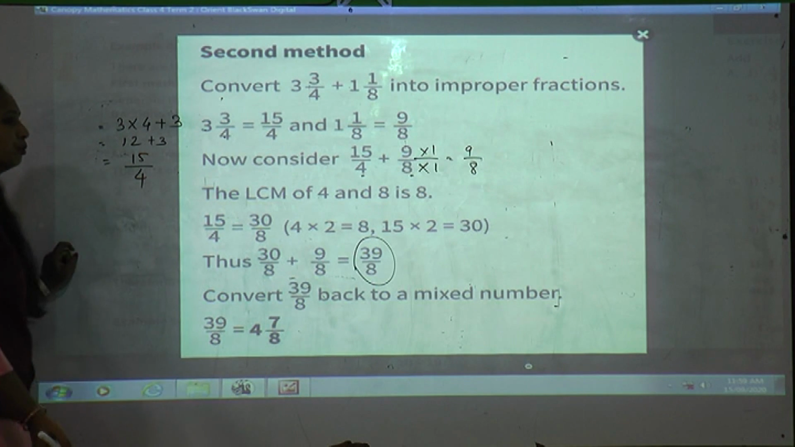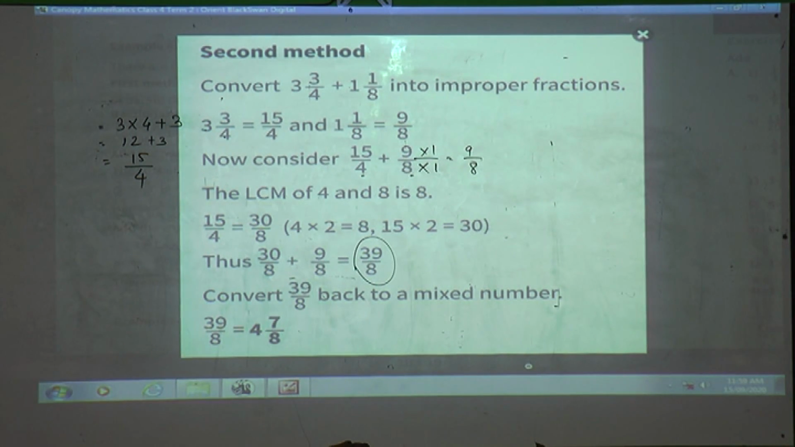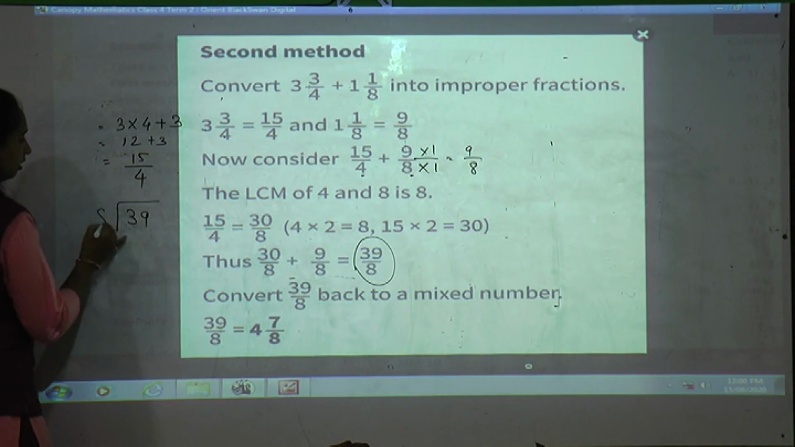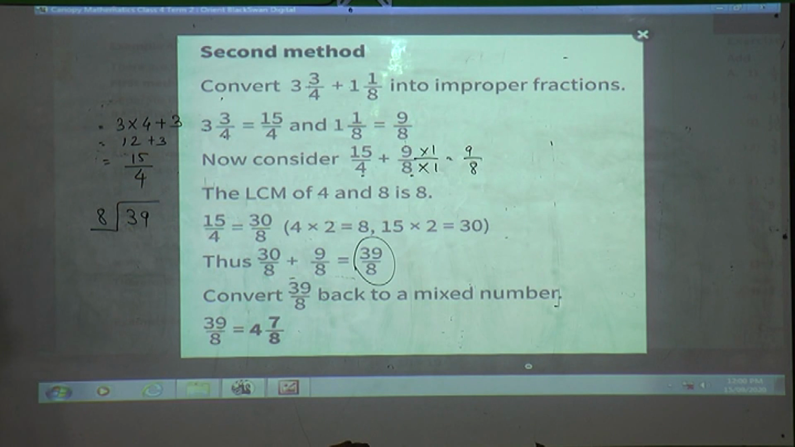Now what do we have to do? We have to convert it into a mixed fraction, isn't it? So how can we convert? By division. 39 divided by 8. Okay. Now see, in the 8 table is 39 there? Yes, tell me. No, then what is less than that? Tell me.